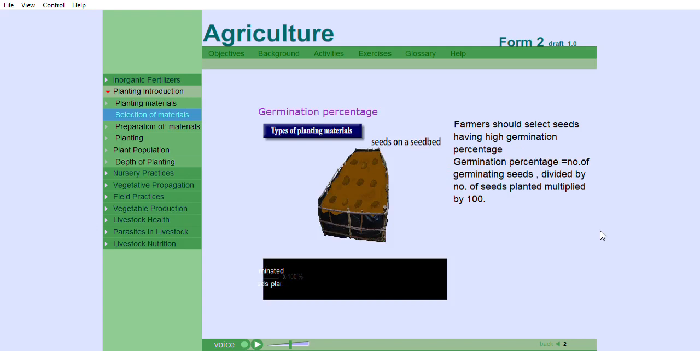Germination percentage. Farmers should select seeds having high germination percentage. Germination percentage is equal to the number of germinating seeds divided by the number of seeds planted, multiplied by 100.